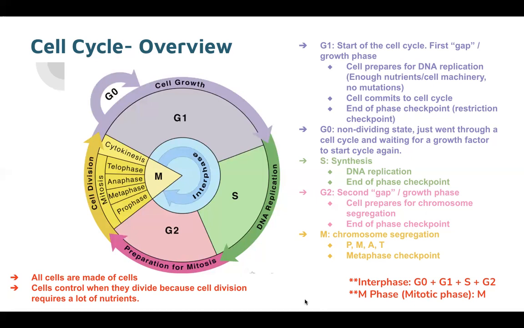So just a couple of reminders here. Remember, interphase is G0, G1, S, and G2, and M phase is the mitotic phase, right? And a couple other points: remember all cells are metacells, and also keep in mind that cells control when they divide because cell division requires a lot of nutrients, and the cell doesn't want to waste time and energy going through the cell cycle if it's not going to be successful, right?